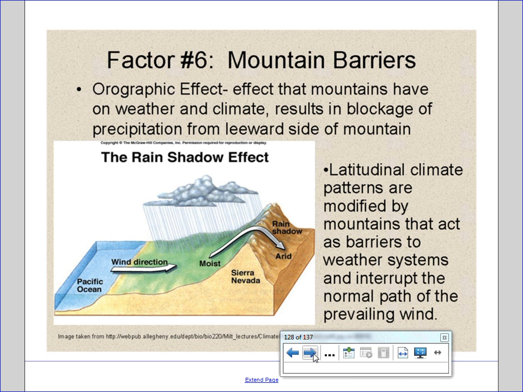And last but not least, factor number 6. Actually, no, we got 6 and 7. Factor number 6, mountain barriers. We've discussed this already in weather, how the orographic effect, mountains can block the weather, create what we call the rain shadow, so that you end up with an interruption in the normal path of the weather and the wind belts.